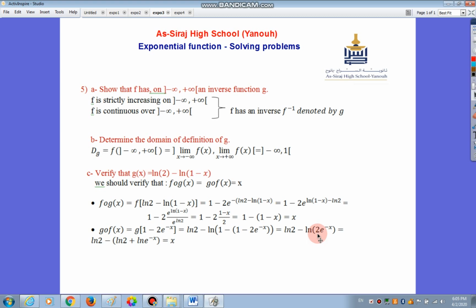Now I'm going to use the property of ln. ln of AB is equal to ln A plus ln B. So this is equal to ln 2 plus ln e power minus x. ln e power minus x is minus x. So now expand the bracket, it will be x. Now I proved that f o g of x is equal to x, g o f of x is equal to x. After verifying this equality, this proves that g(x) is the inverse function of f.